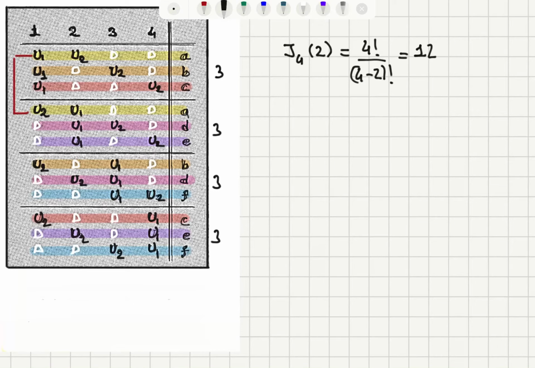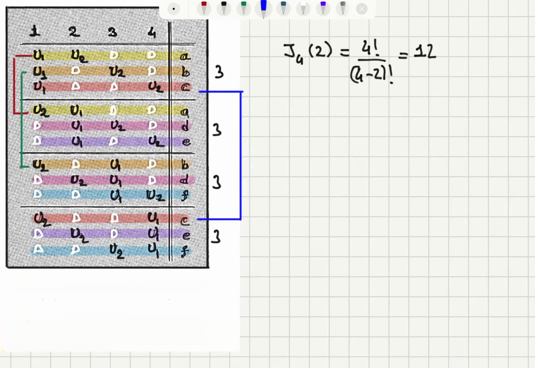If I go to the second scenario, first one up and third one up, so I can put U1 and U2 for the first and third, and I could also put U2 and U1 for the first and third. So this is equivalent to saying these two are the same. So I can put U1 on the first one, U2 on the last one, or U2 on the first one and U1 on the last one. So that would be this one and this one. They are the same.